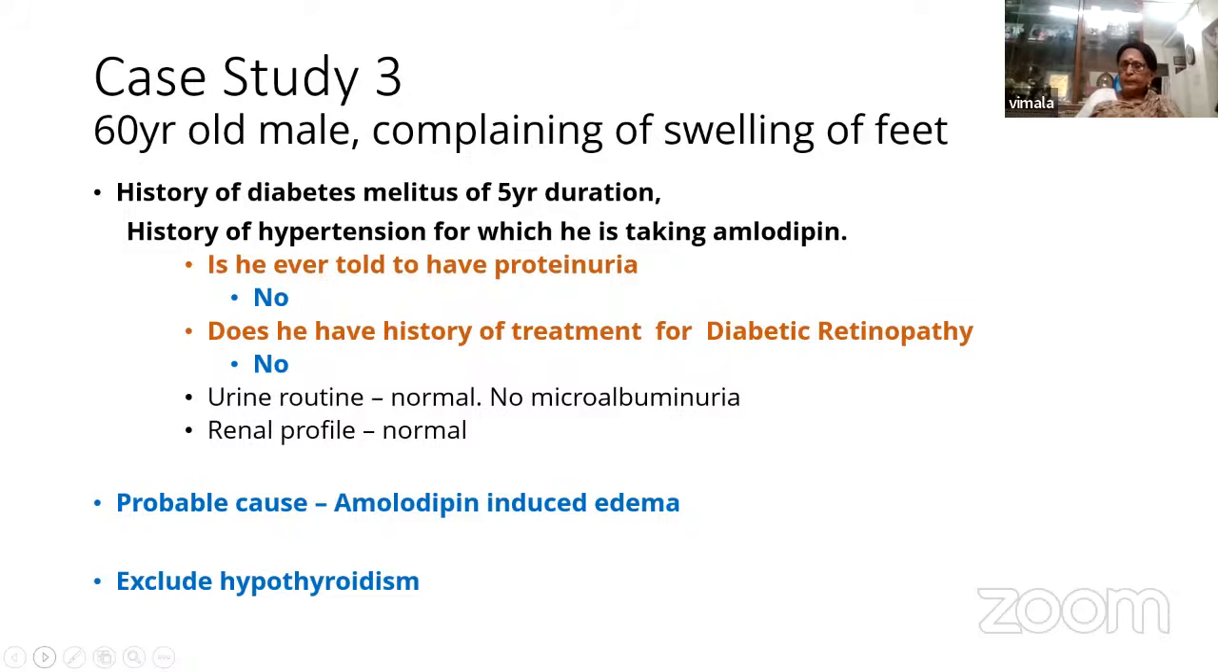Okay. So whenever you see edema in a hypertensive patient with no clues in the urine, biochemistry, etc., then you have to think the drug is the culprit, and the usual calcium channel blockers, more common with amlodipine, can produce this problem. If you don't get any drug also as a culprit, then you have to carefully evaluate the thyroid for hypothyroidism.